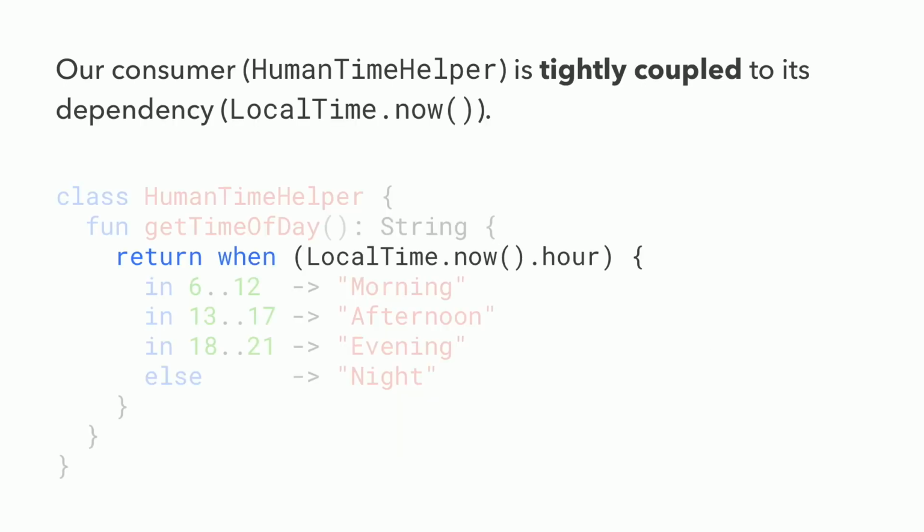Not really a lot. So this is the problem line right here. This is where we are what is called tightly coupling our consumer, this human time helper, to the LocalTime.now dependency. We have no ability to use the human time helper without also using LocalTime.now. We cannot separate those two.